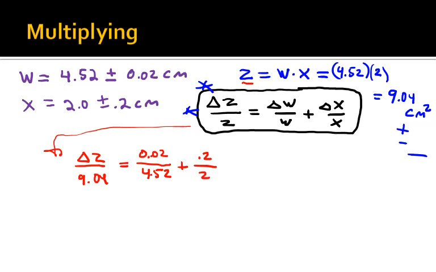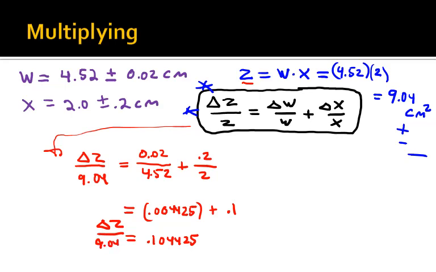And then our next step will be actually calculating that out. So 0.02 divided by 4.52 is 0.004425. You could keep the value in your calculator, and then you're going to add that to 0.2 divided by 2. So 0.1 plus 0.1. And so we end up getting 0.104425 is the uncertainty of z over 9.04.